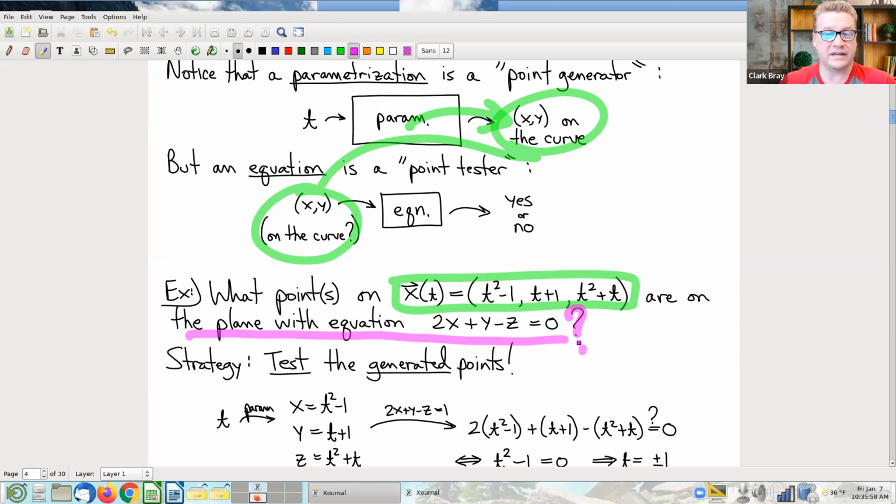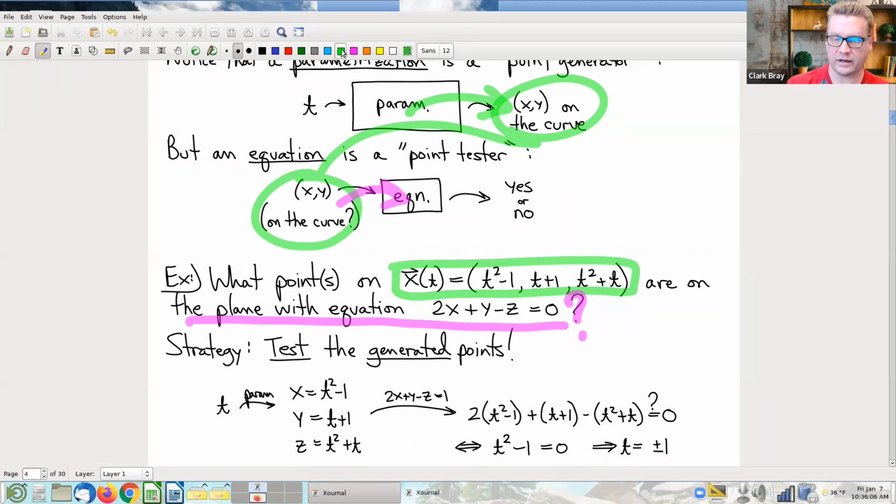How do I test if they're on the plane? Well, I toss them into my equation. That's literally what I'm doing here. I'm taking the parameterized points, and I am literally putting them into that equation, where you can see there's the X and there's the Y and there's the Z that I have plugged into this equation right here.